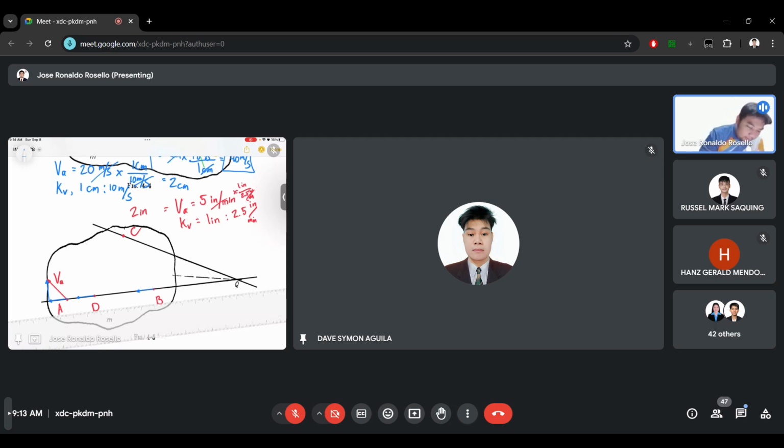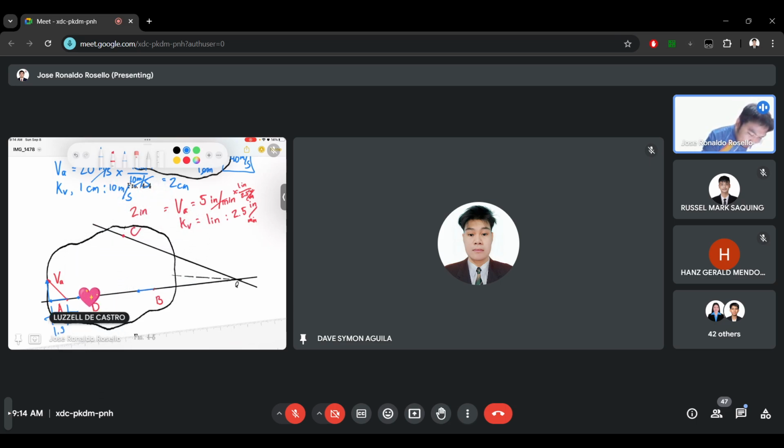So this one we measured to be around 1.3 inch. Questions or clarification? Guys, yung sinasabi ko kanina, comment na sila nung group members nila. Yung iba, paki-comment na rin yung groupings.